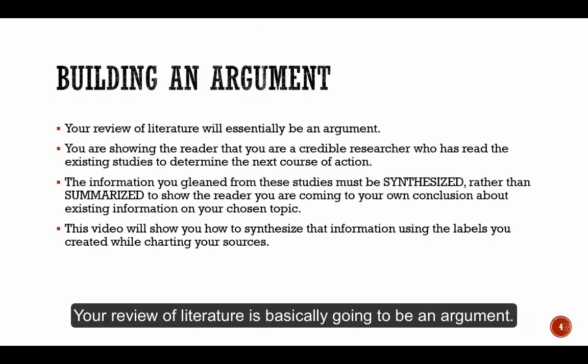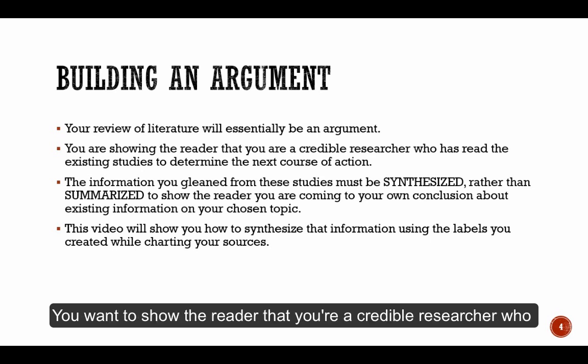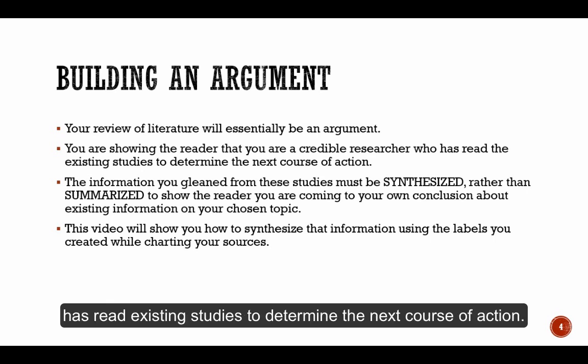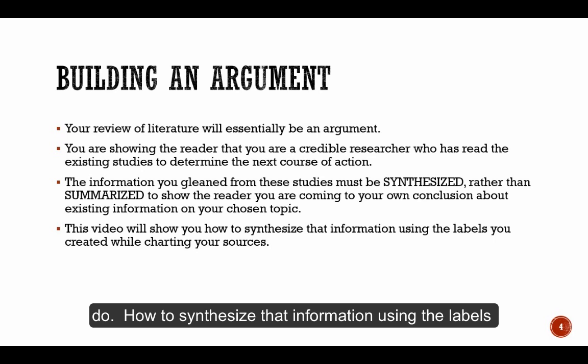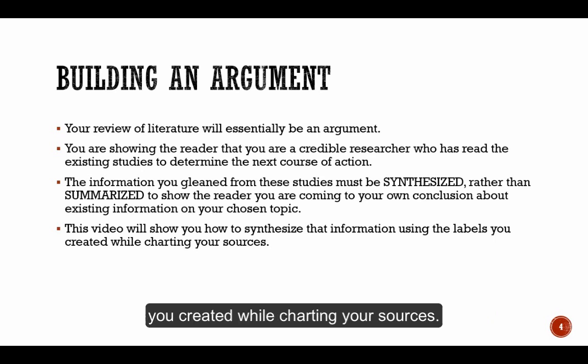Your review of literature is basically going to be an argument. You want to show the reader that you're a credible researcher who has read existing studies to determine the next course of action. In this review of literature, you want to synthesize information rather than summarize because you're showing your reader that you can come to your own conclusion about information on your topic. In this video, that's what I'm going to show you how to do, how to synthesize that information using the labels you created while charting your sources.